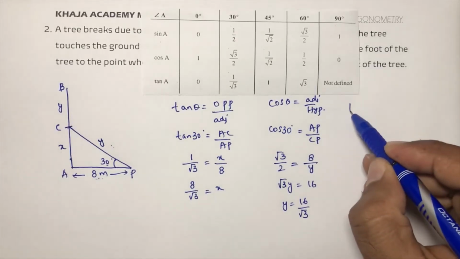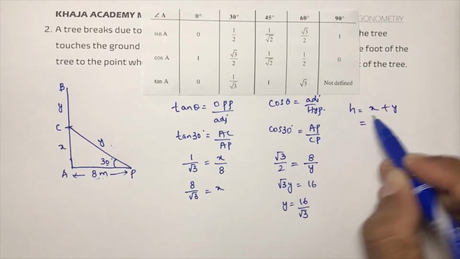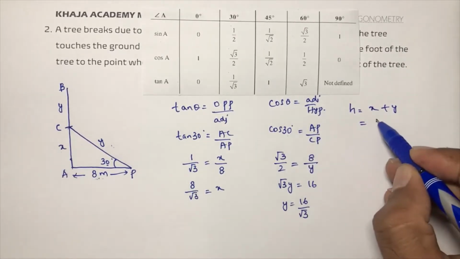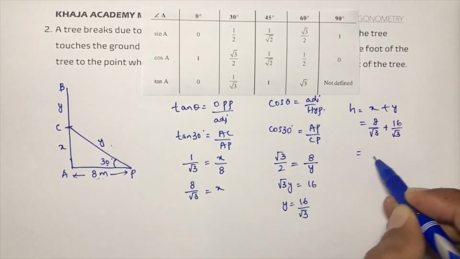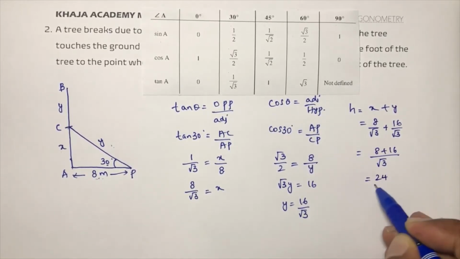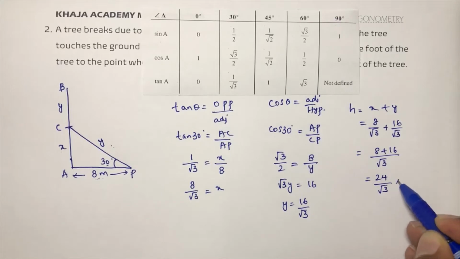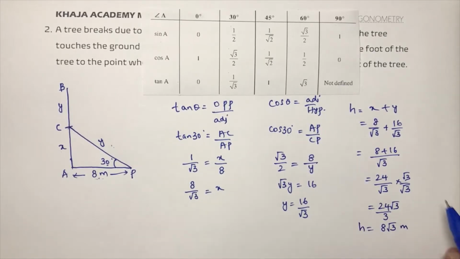We need to find height of the tree before it was broken. So that is X plus Y. X is 8 by root 3 and Y is 16 by root 3. So if we take LCM root 3, 8 plus 16, which is 24 by root 3. Rationalize the denominator by multiplying root 3 by root 3. So 24 root 3 by 3, which is nothing but 8 root 3 meters. So height of the tree before it was broken is 8 root 3 meters.